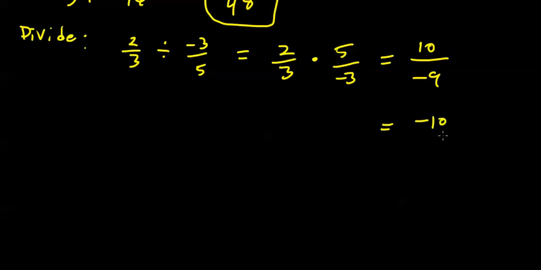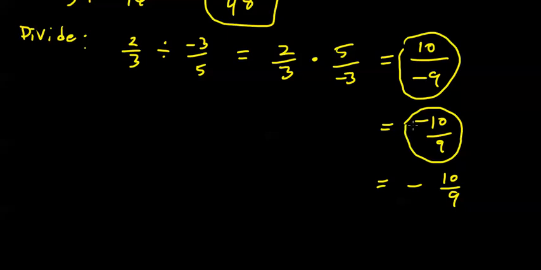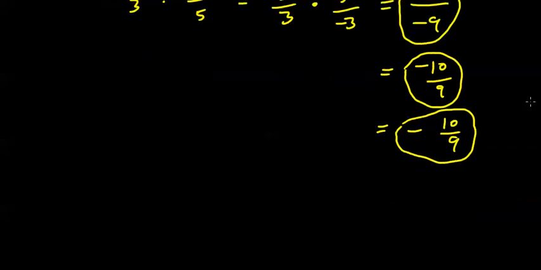Notice I can absorb that negative sign in the numerator or denominator and state equivalently that my answer is either 10 over minus 9, equivalently minus 10 over 9, or even stick that negative sign outside of that division operation and say the answer is minus 10/9. Okay? Alright. Let's go on to the next one.